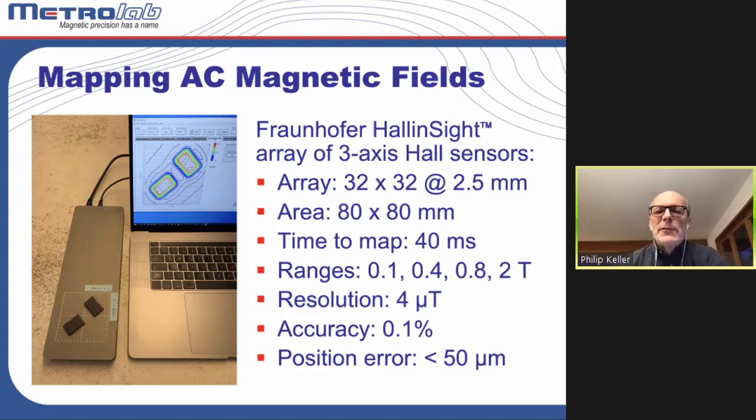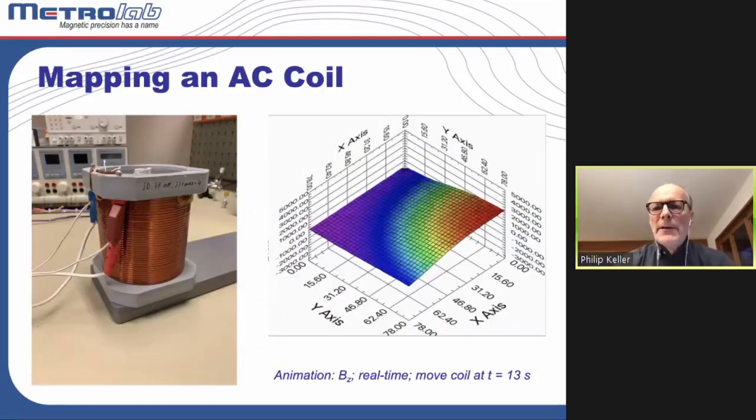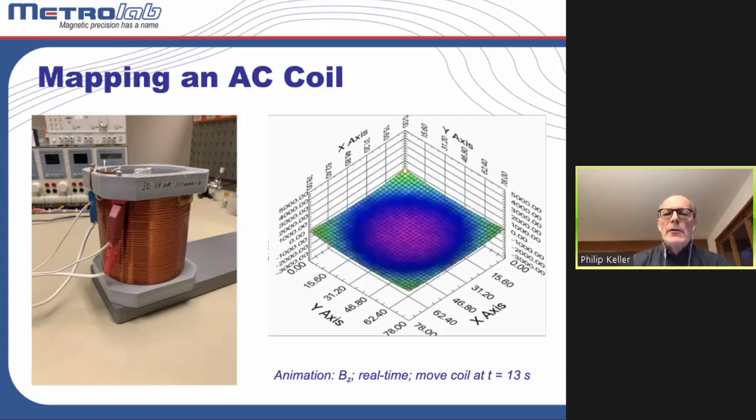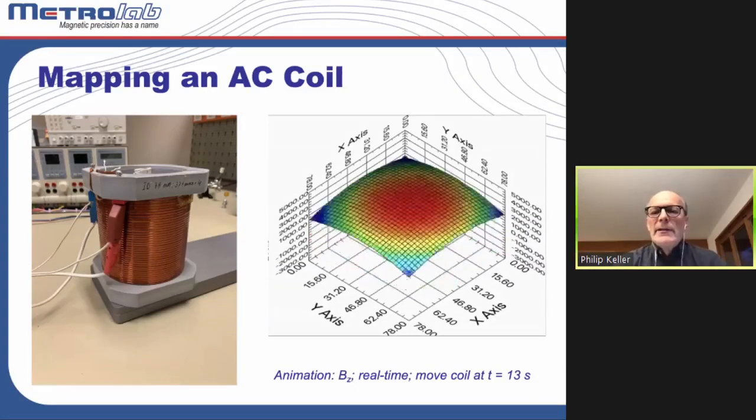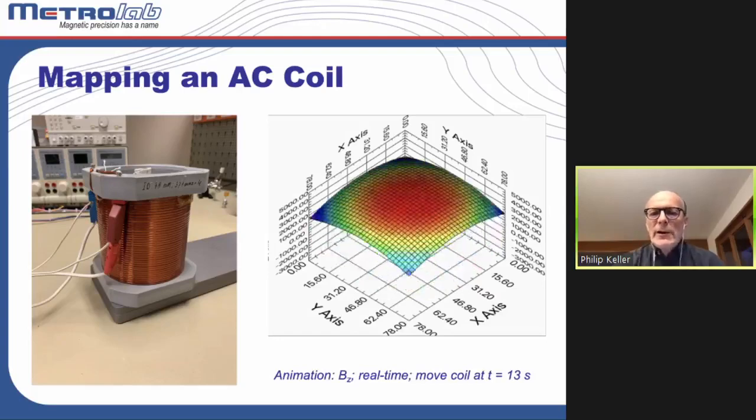You can see the specifications here: 32 by 32 array on an area of 80 by 80 millimeters. And all you basically do is you just plop the magnets on there, and in real time, you will see the map appear. So what I did is I went into the lab this time to get a real coil, and I just plunked it on there and powered it, and in real time you get this map. And this is really, really beautiful.